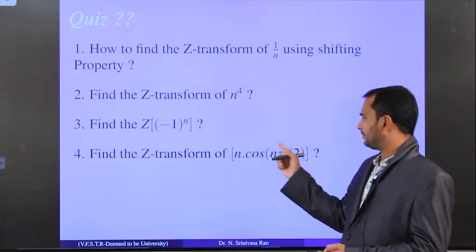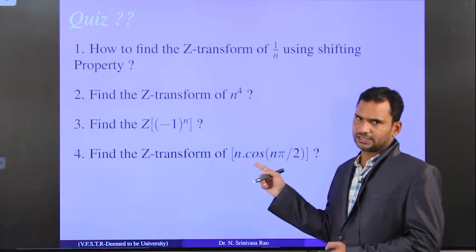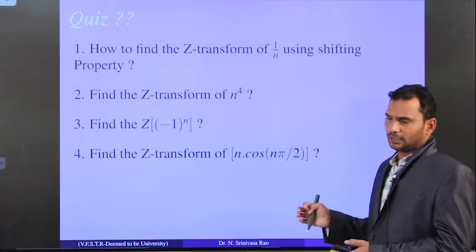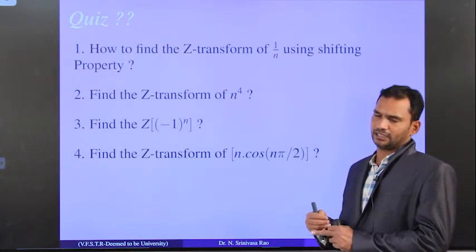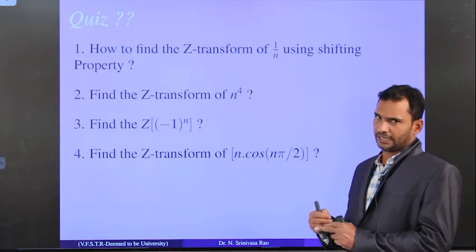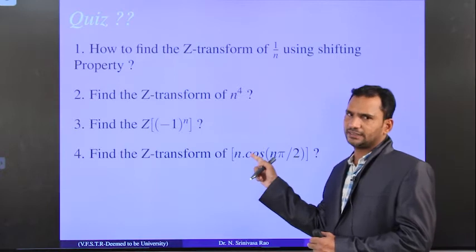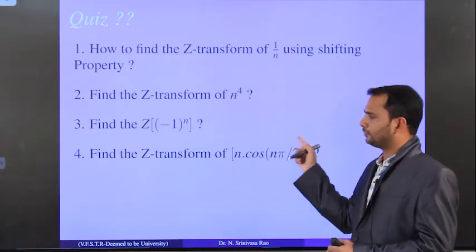So I have told you already, if any sequence is multiplied with n, what you have to apply. So this is sequence multiplied by n. Okay, so now we have discussed already. If the sequence is multiplied with a power n or a power minus n, you have to apply damping rules. If the sequence is multiplied with n or multiplied with 1 by n, then you have to go for another formula.